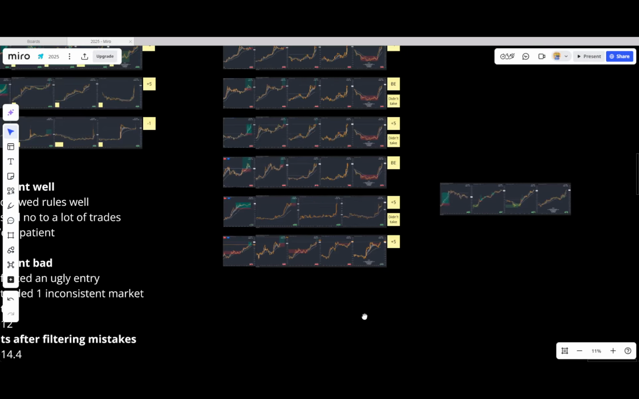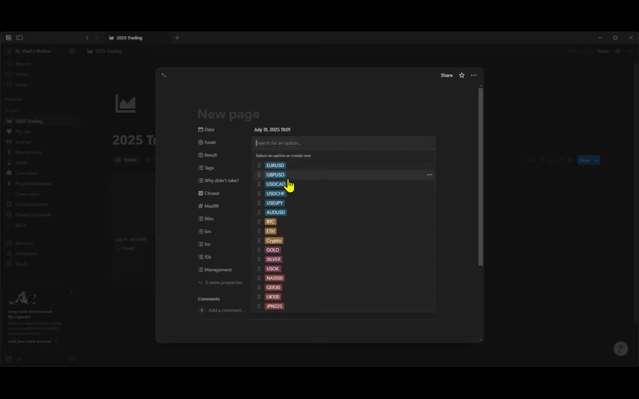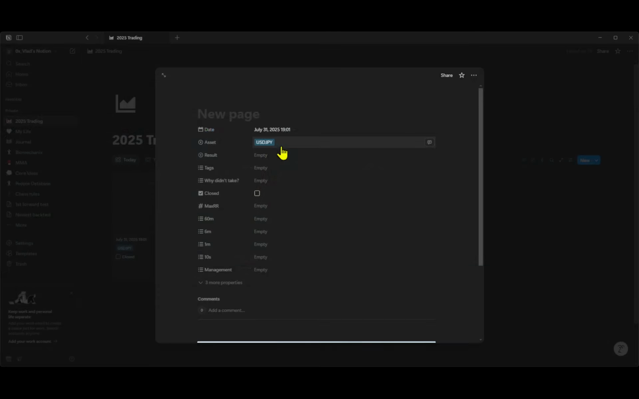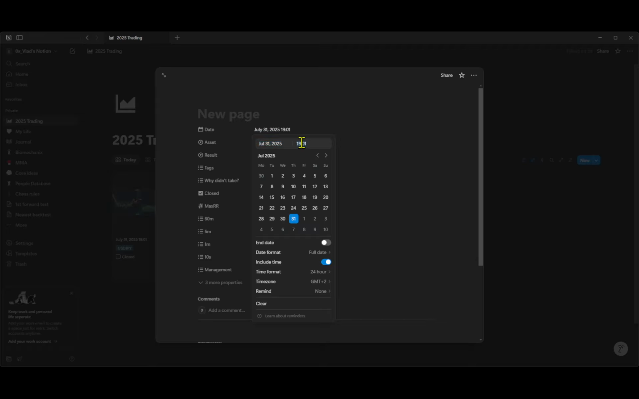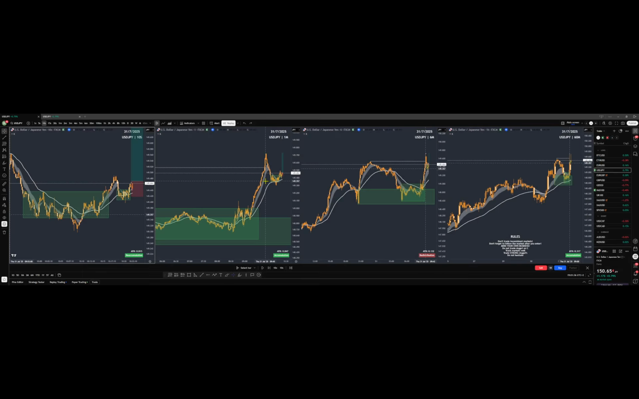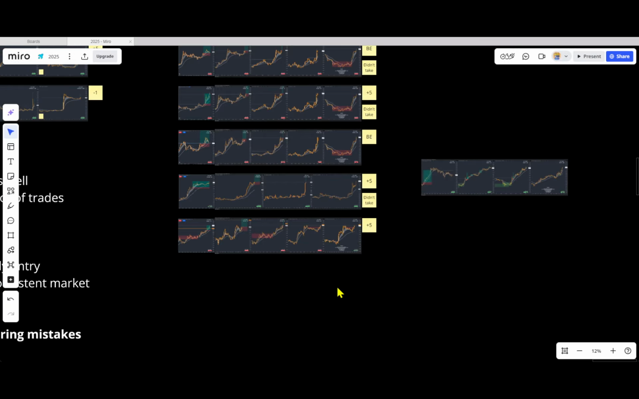So let's go to Miro over here. Actually, let's go to Notion first. So this trade is on UJ. And it is taken at 10:22. So let's do that real quick. 10:22. So I have the chronological order as well. Very nice. And the result, I don't know yet, of course. And yeah, here we are. So one thing I want to do, this trade was taken before the GU trade. Cool. So now I'm going to paste it over here.